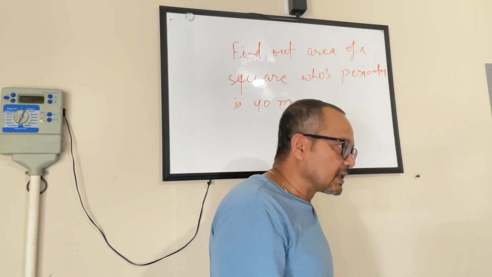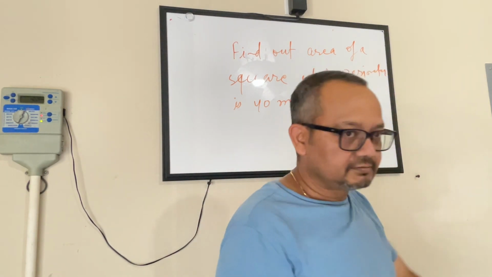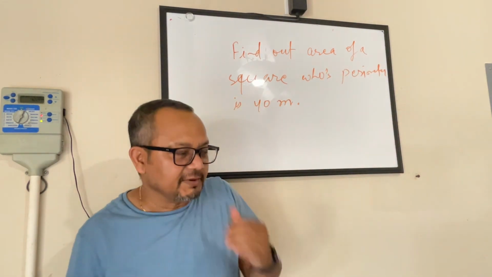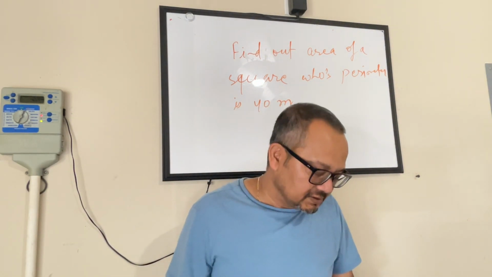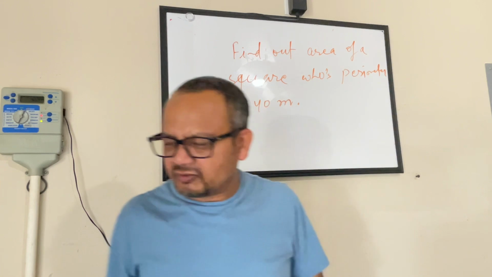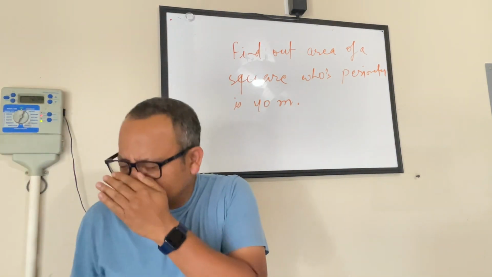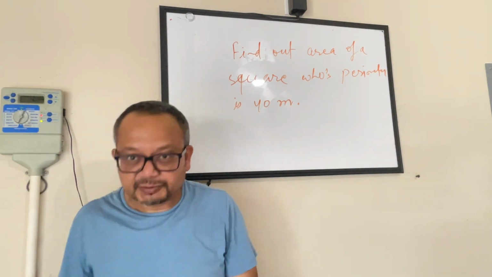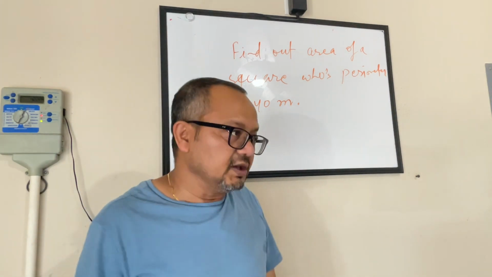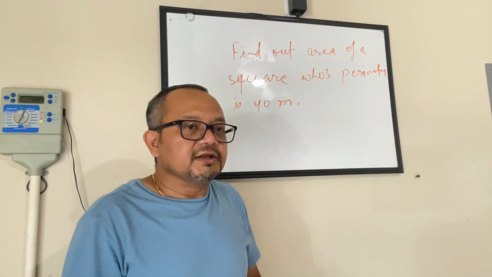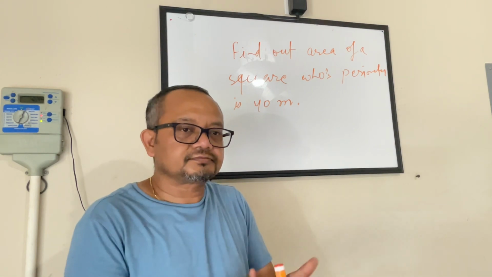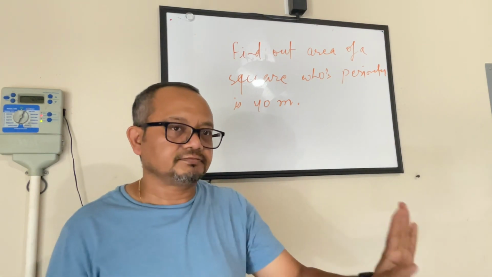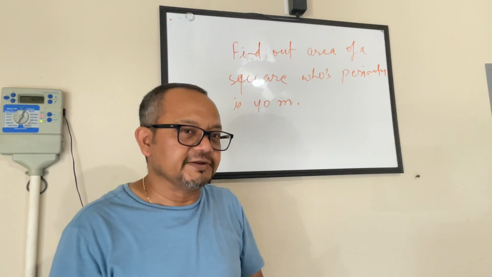Area is 100. Okay, let's see. 100 what? 100 meters? Why meters? Excuse me. 100 square meters. Yes. So whenever it's area, you have to say square meters. Let's see. Can you guys try?